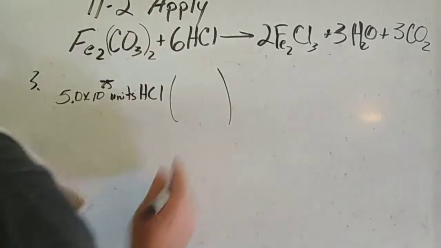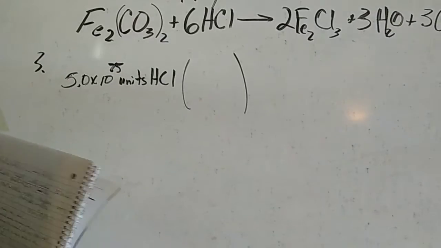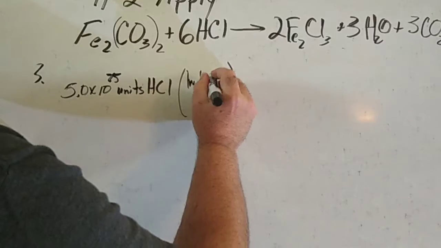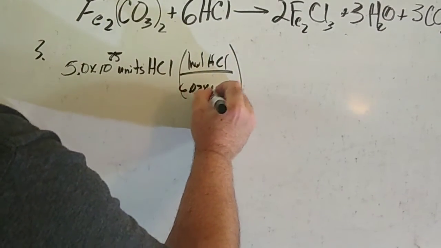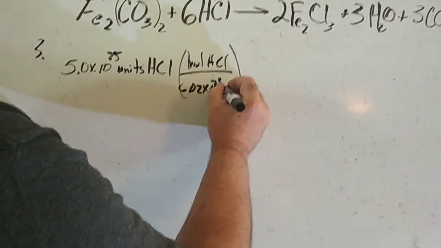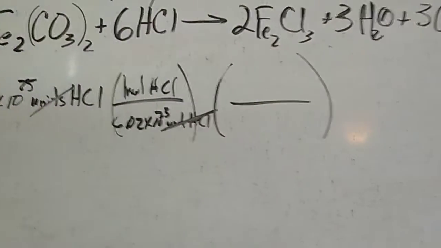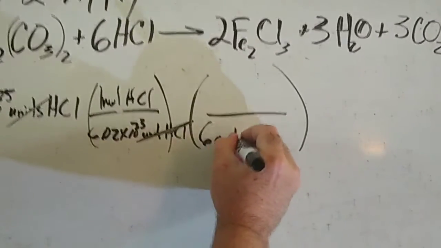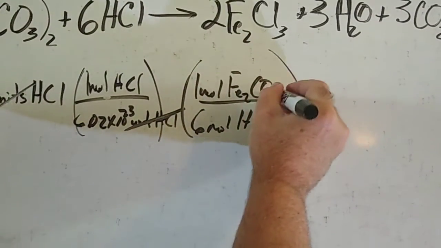And we've got to convert that, the first thing, into actual units of our iron 3 carbonate. So to do that, we know that 1 mole of HCl is 6.02 times 10 to the 23rd units of HCl. Let's just keep them the same. Now I can compare my molar units. I got 6 moles of HCl is 1 mole of Fe2CO3.